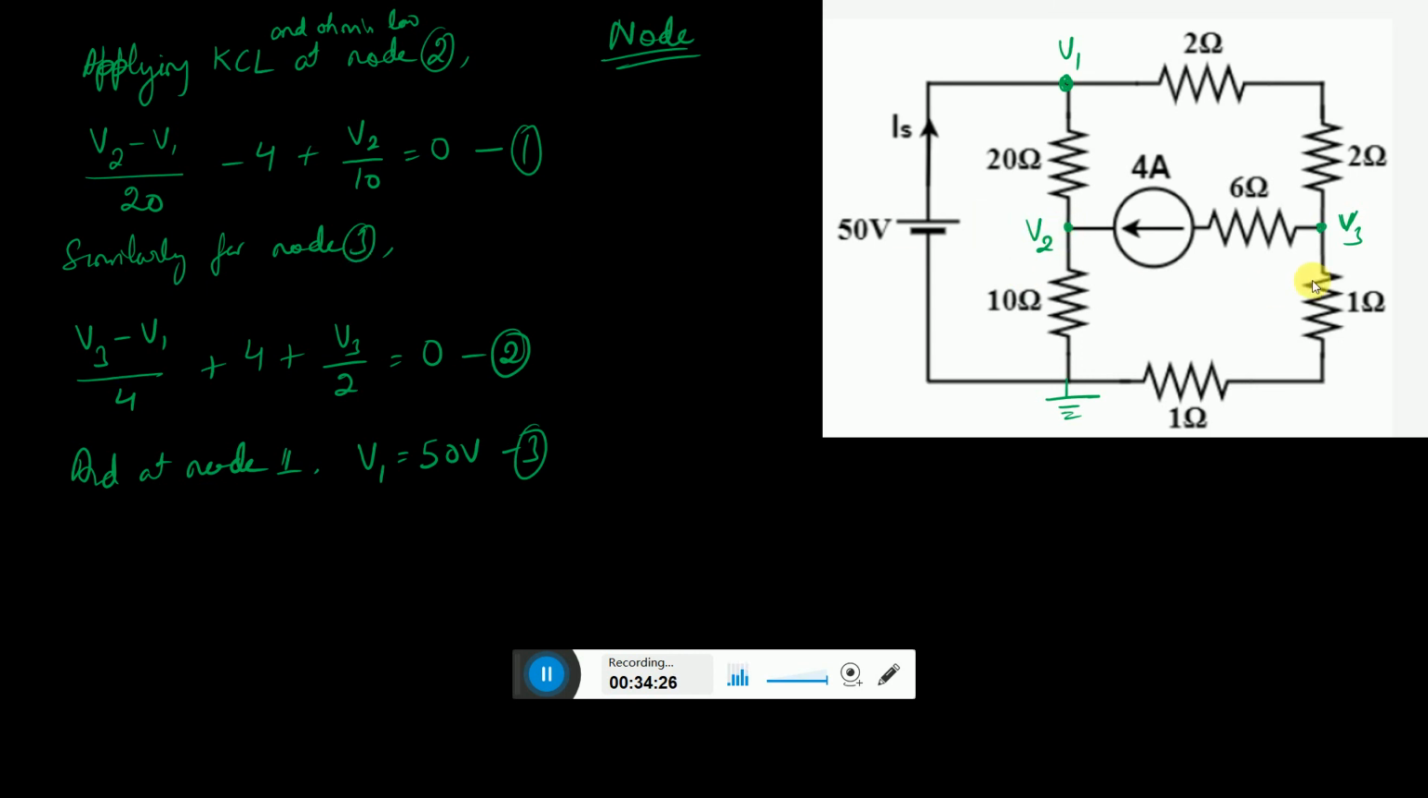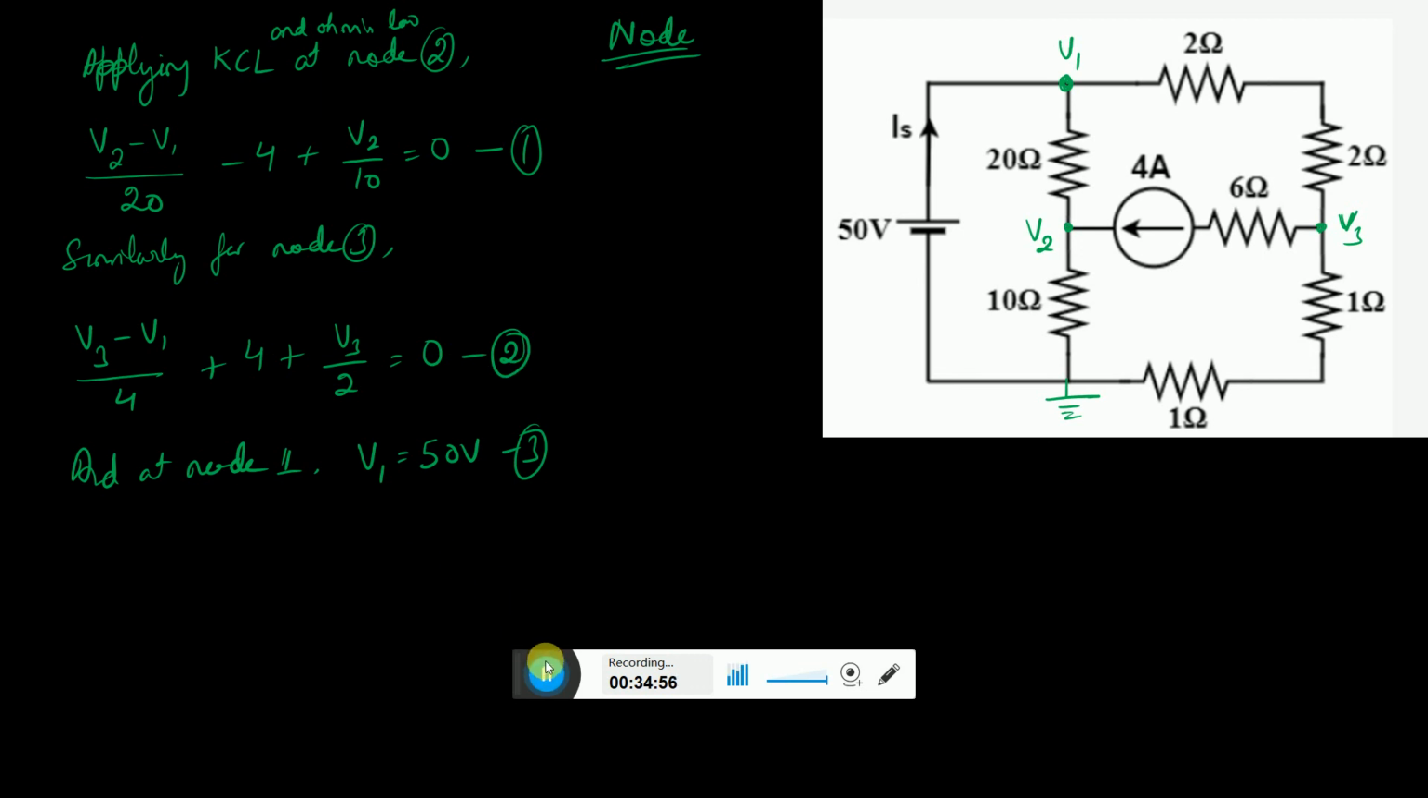Similarly for node 3 we have got 3 terms in the summation. One is (V3 minus V1) by 4, another is this 4 ampere going out of it, so plus 4, another is V3 by 2, equal to 0, and for node 1 we can simply write V1 is equal to 50. If we solve it, here the V1 value will be put, so you get the V2 value from here, and then the V3 value also you can find.